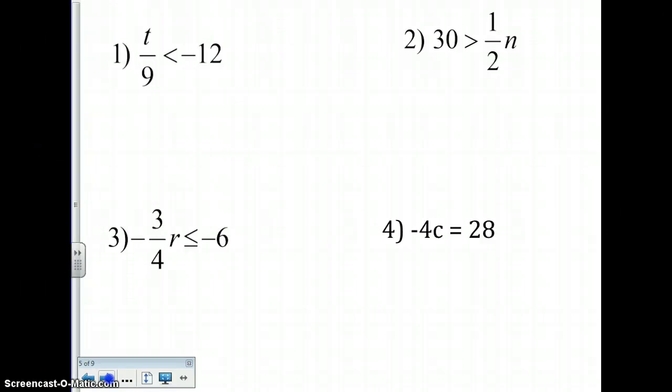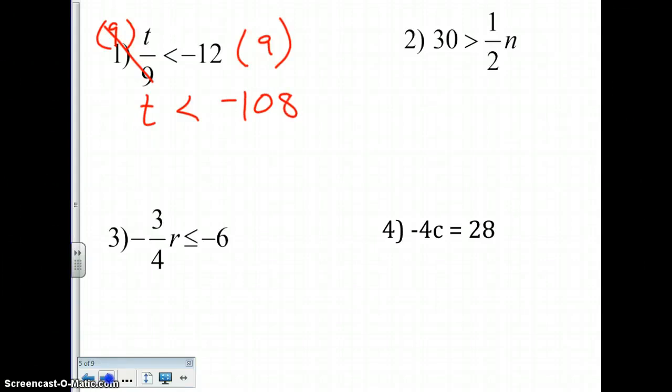So as we read number 1, it's t divided by 9 is less than -12. To undo this, we can multiply by 9 on both sides of the inequality. In this case, our 9 is positive, so I don't need to worry about the inequality. It's still going to be a less than sign. Here, 9 divided by 9 becomes 1 and leaves us with our variable isolated. We have t on the left side. -12 times 9 ends up being -108. So we have a negative in our answer, but we did not multiply by a negative.